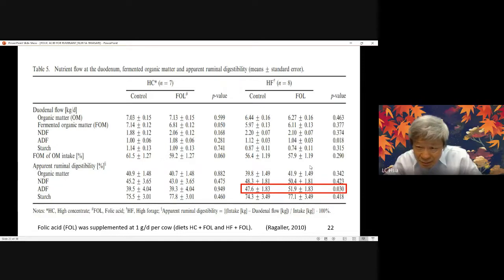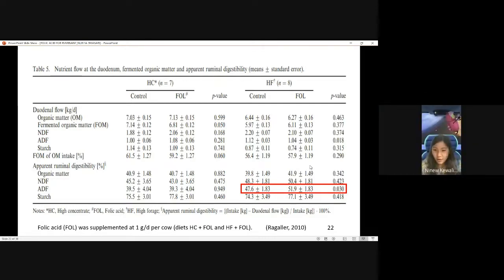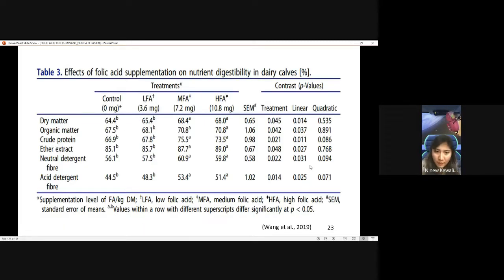Okay. So, Neil, do you have any question, comments, suggestion? Yes, Professor, thank you. Thank you, Nurita, for your presentation. Could you move to slide 23? Here, all of the nutrient digestibility has significance, right? So I would like to know why the folic acid can increase the nutrient digestibility. Thank you.